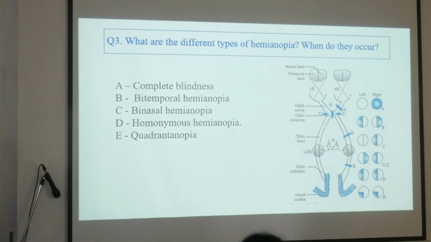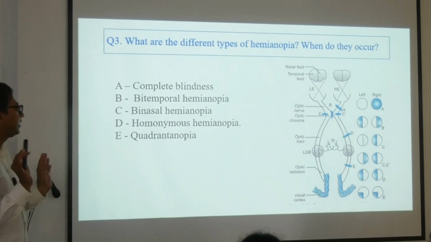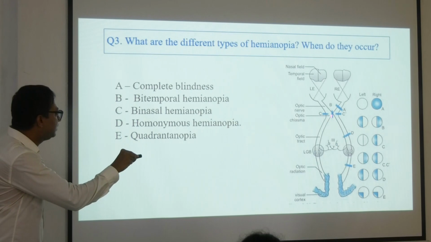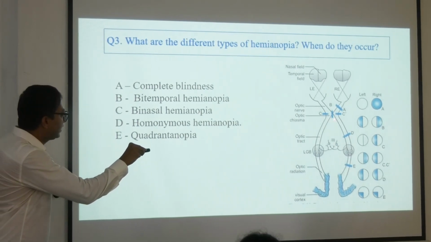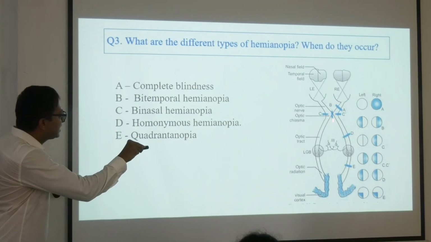Okay. Now, if there is a pituitary tumor, right? So this B, pituitary tumor. What will happen? The pituitary gland is located here. So it will damage the nasal fibers.